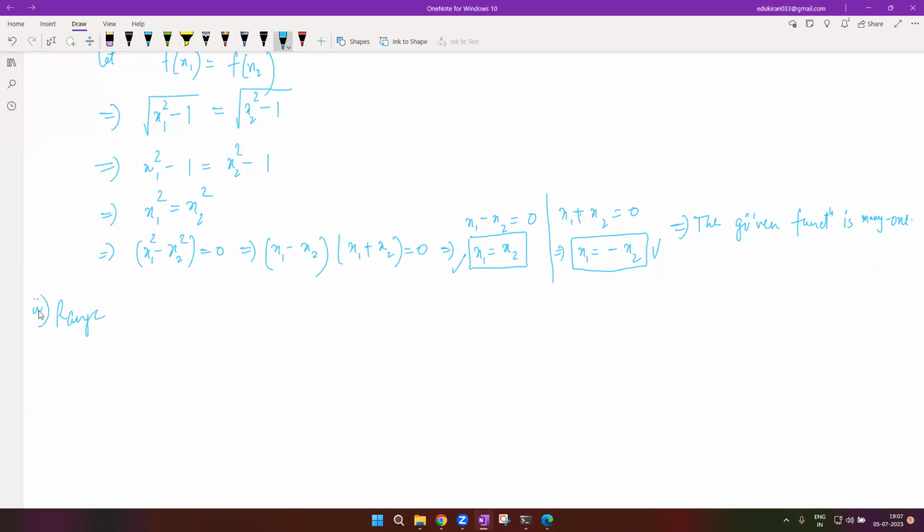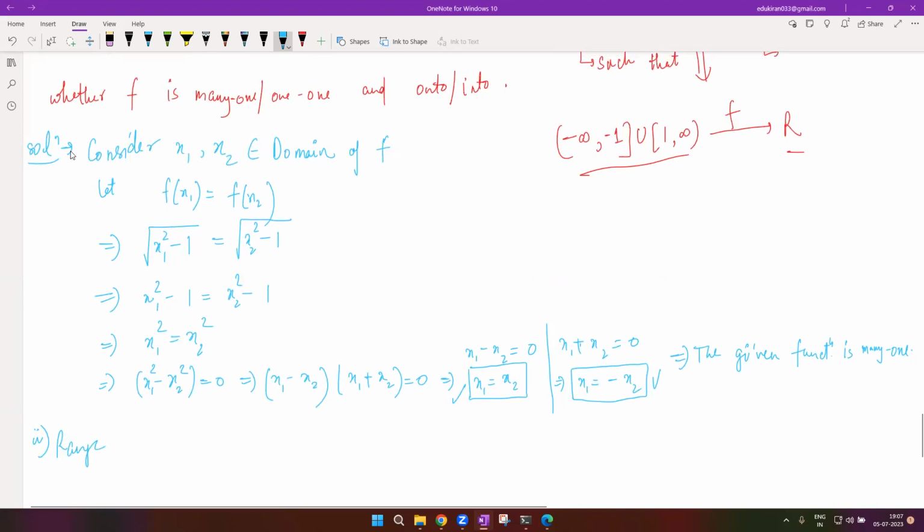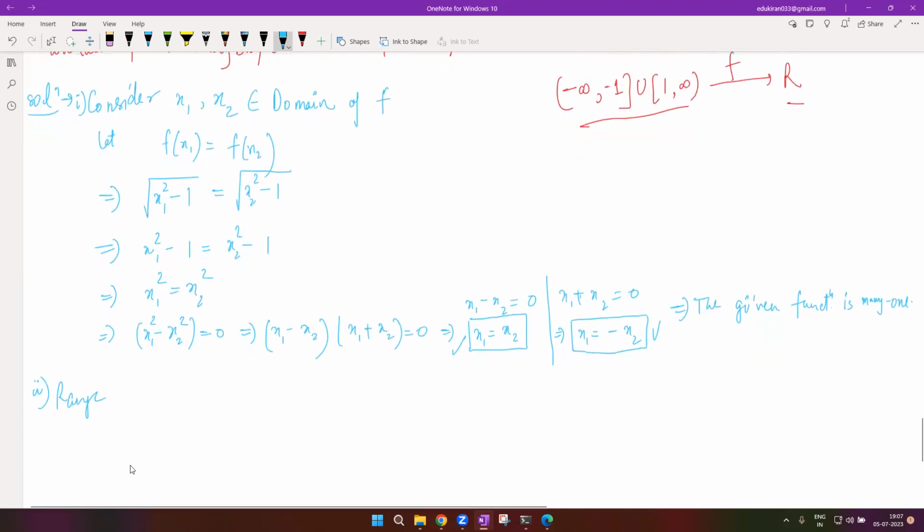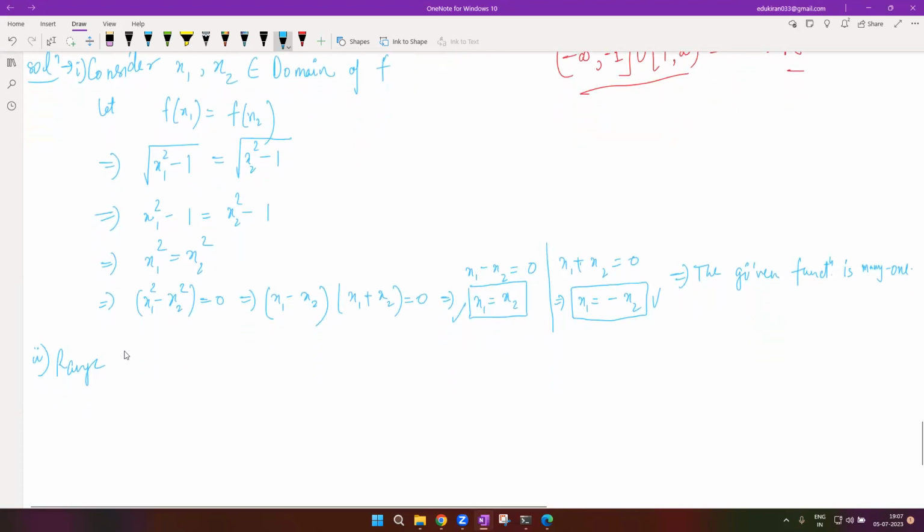This is the second part. This was the first part. To check many-one, one-one is the first part, and to check onto and into is the second part. As we have already found out the range, we know the range is 0 to infinity for this given function.